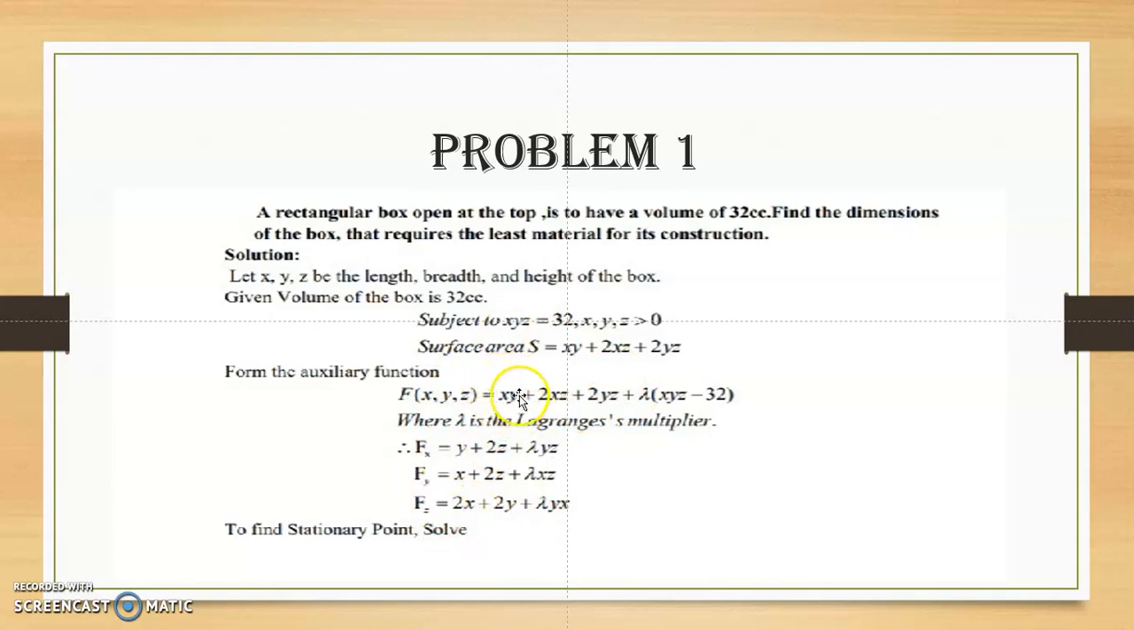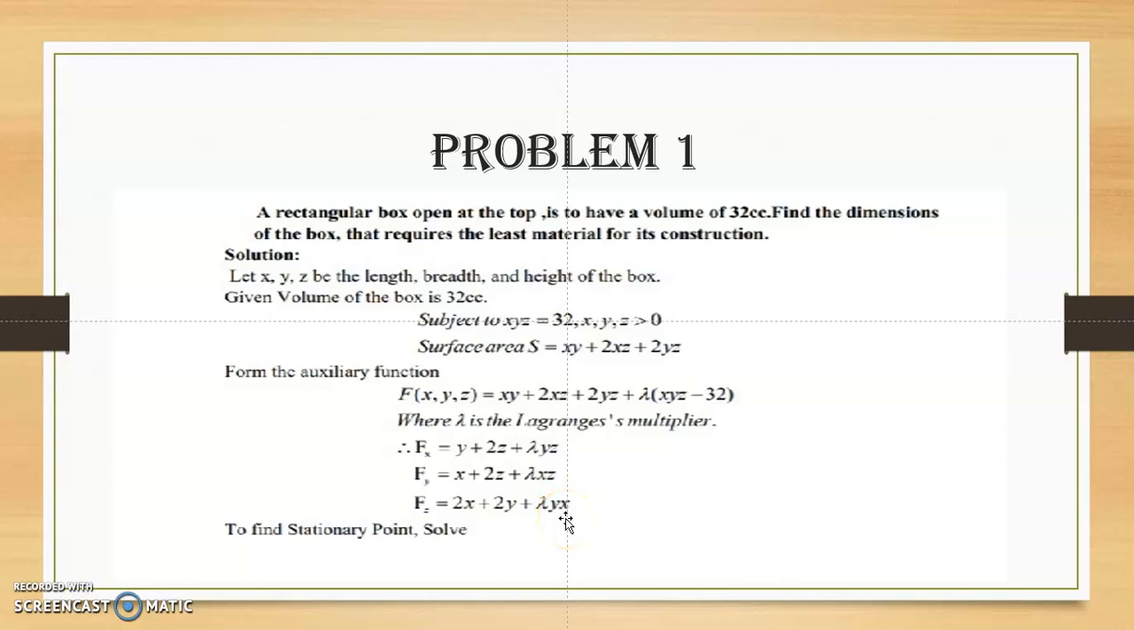Next we are going to differentiate this auxiliary function with respect to z. The first term has no z term, therefore 0. In the second term we have a z term, the differentiation of z is 1, so we will get only 2x. Then the differentiation of z here is 1, so we get 2y. Next, plus, differentiating with respect to z, we get lambda into xy.